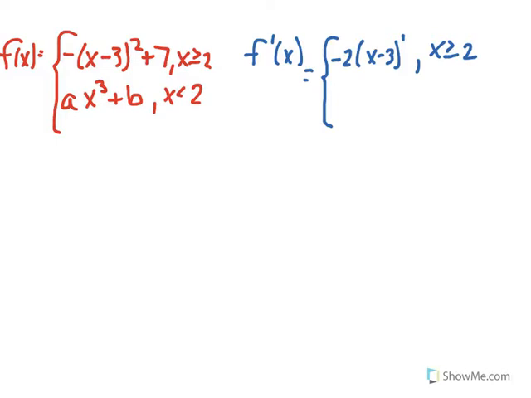And now the next function on down is going to be 3a x squared. And the plus b is going to disappear. It's going to be for x is less than 2. I'm sure what you can already see is going to happen. We're going to use the derivative to solve for the a value, then go back to the other function to find the b value and to find our exact function.